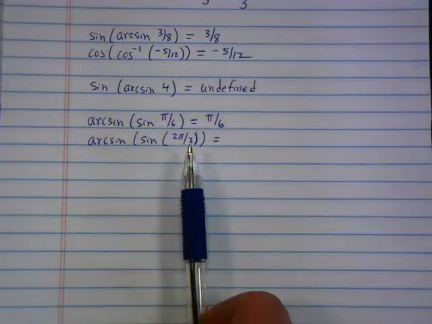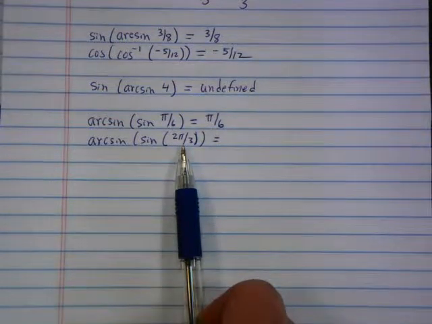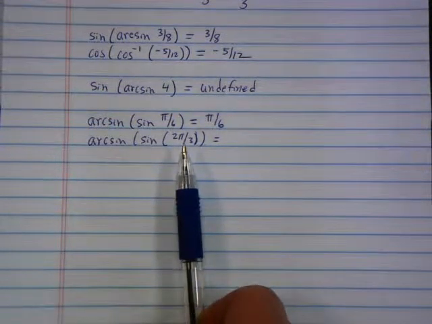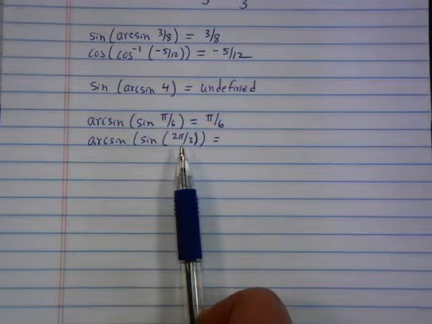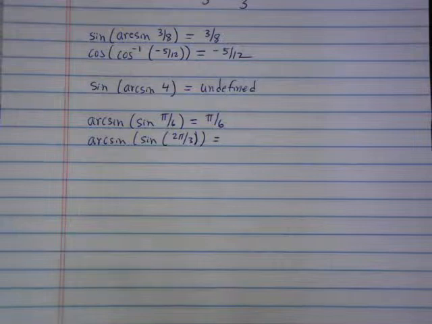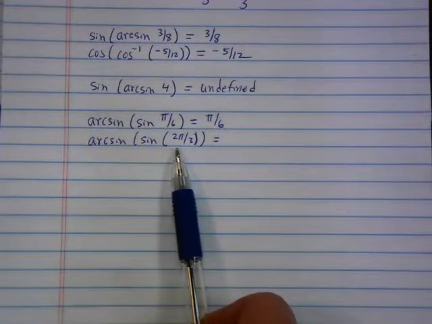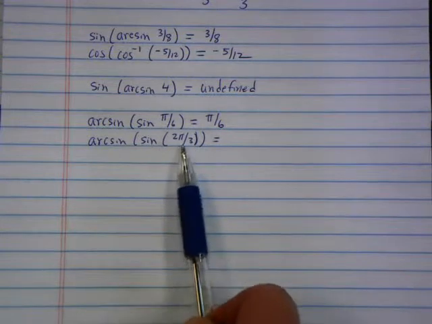Okay, let me ask you another question. In which quadrant is the angle 2 pi over 3? Second quadrant? You didn't say that with confidence. So why is 2 pi over 3 in quadrant number 2? It's greater than pi over 2. It is bigger than pi over 2, and it's a little bit less than pi. So in quadrant number 2, sine is a positive number, isn't it?